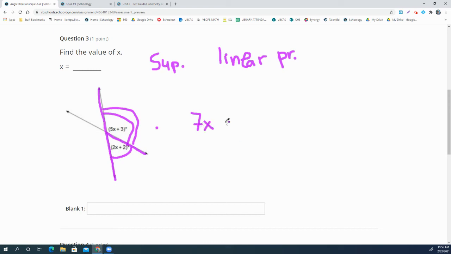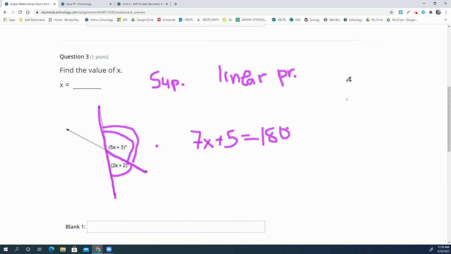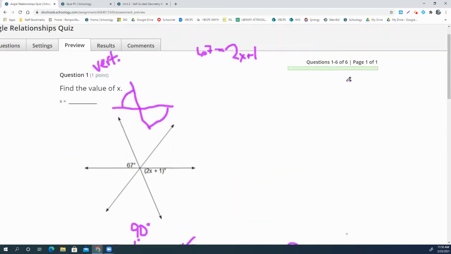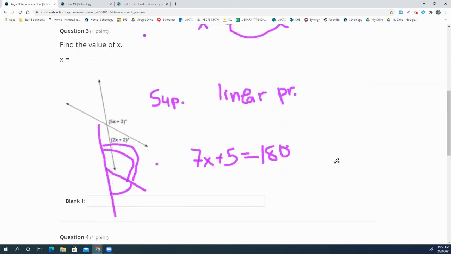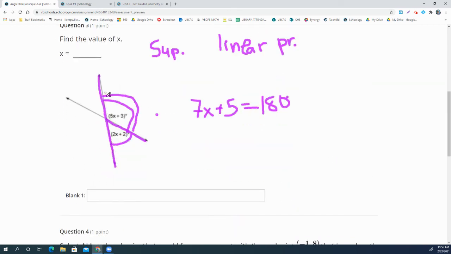And plus 3 and plus 2 is plus 5. And we're going to set them equal to 180. Supplementary or linear pairs always equal 180 degrees, right? Two 90-degree angles are also going to equal 180 degrees. So 2 complementary angles will make that 180. But these are supplementary. They are a linear pair. Okay? So you would solve that and just tell me what x is.